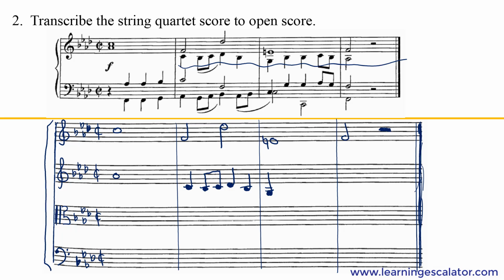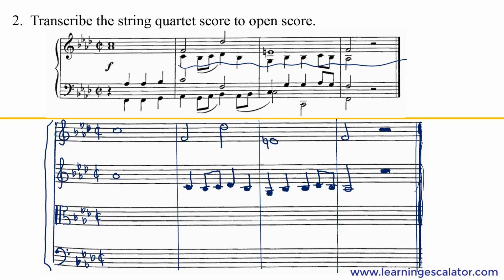But then over here there's a B, and another B, and a C and B, and then an A with a rest.